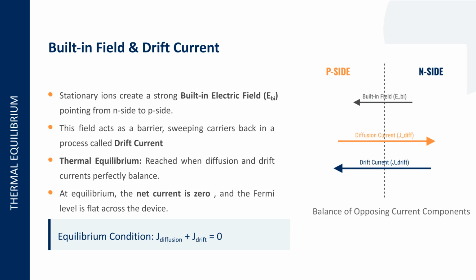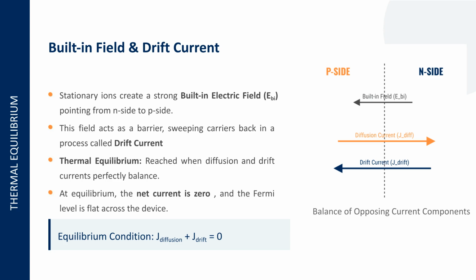It begins to violently push back against the diffusion. If an electron on the n side tries to wander over to the p side, the negative ions repel it, and the electric field sweeps it back. This sweeping motion caused by the electric field creates a second type of current, called the drift current. The drift current flows in the exact opposite direction of the diffusion current.